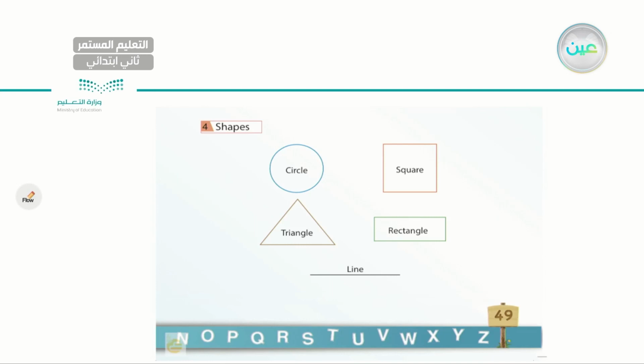I have a line. A line that connects two dots. Line. One more time, line. One last time, line. Very good. Next, I have a square. Square. One more time, square. One last time, square. Very good. And the last shape I have is a rectangle. Rectangle. Very good, my dear student.